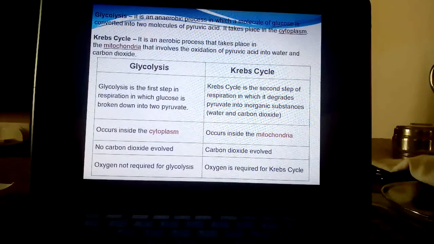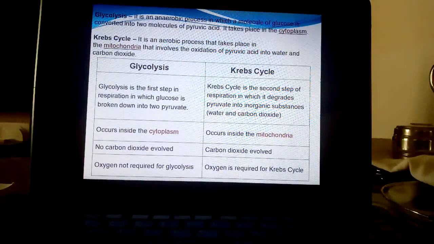First, glycolysis. It is an anaerobic process in which a molecule of glucose is converted into 2 molecules of pyruvic acid. It takes place in cytoplasm. Krebs cycle. It is aerobic. Please make a note, children.